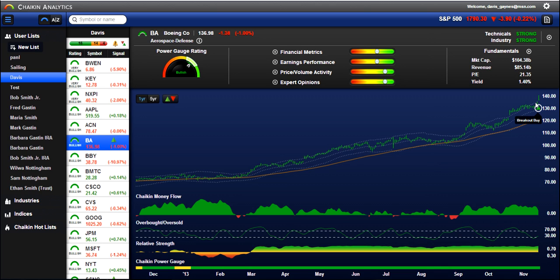And if you were looking to buy the stock, this indicator might indicate now is a good time to do so. Now at the same time, we have all of these indicators on a single stock basis.